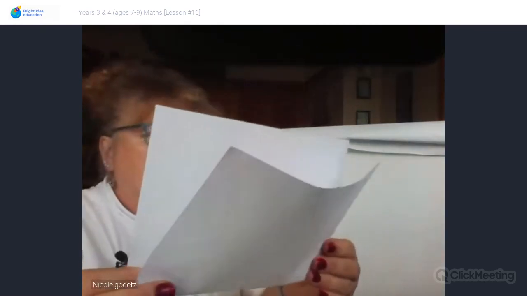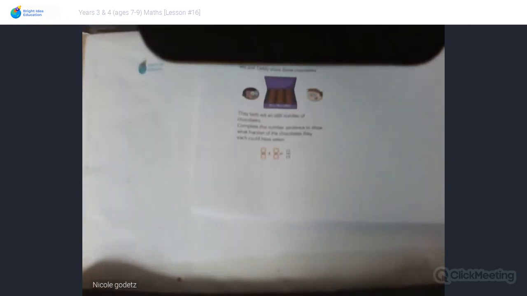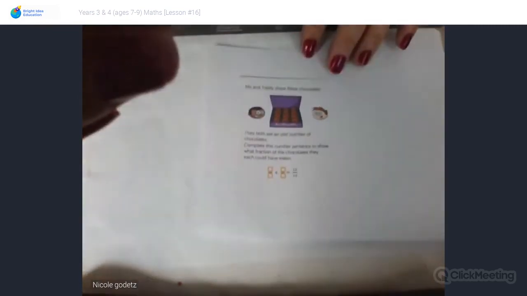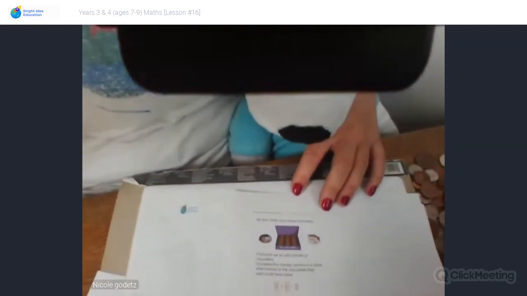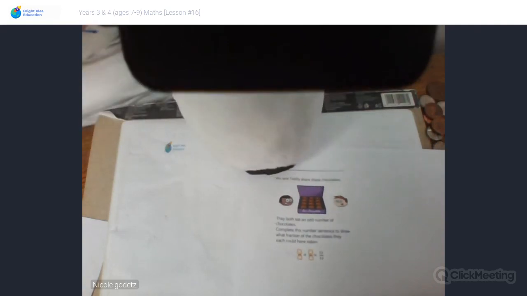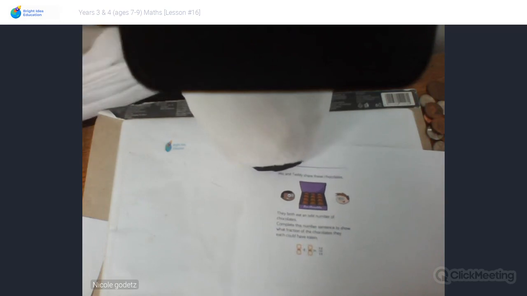I want you to have a look at this box of chocolates that Mo and Teddy have been sharing. There they are, Mo and Teddy. They've been sharing this box of chocolates. So they both eat an odd number of chocolates. Complete the number sentence to show how much they could have eaten.